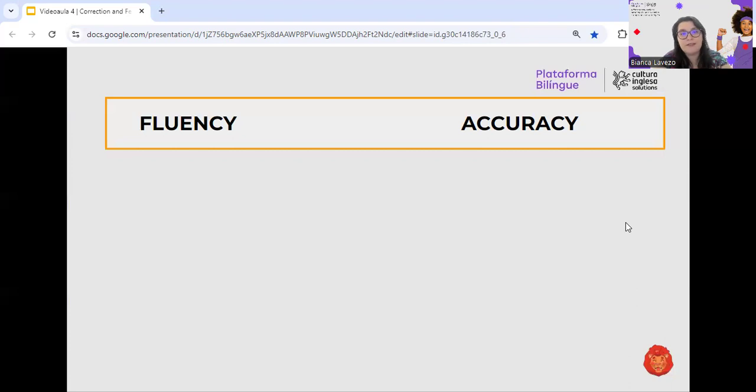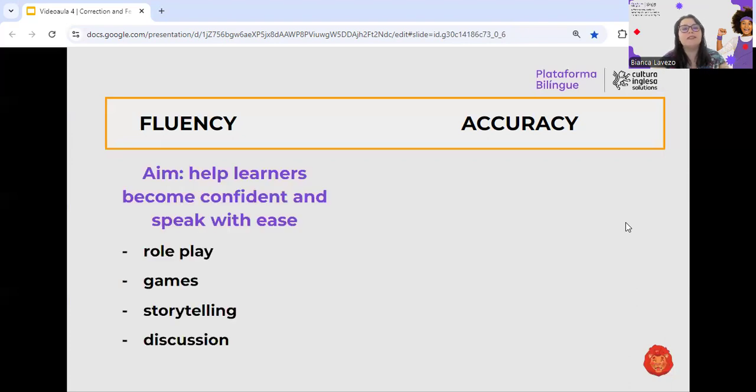Fluency oriented activities, they help learners feel more confident. The idea is that they speak with ease, that it's a natural speech. So any kind of activity that you're thinking of that involves speaking naturally, for example, a role play or games in general, right? Storytelling, if I start a story, then my peer continues the story, and so it goes, anything like that. Any sort of discussion, let's say you ask students to answer 3 questions in pairs, anything like that, or debates. All of these, they focus on fluency.